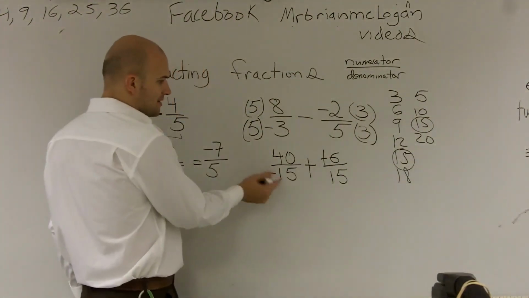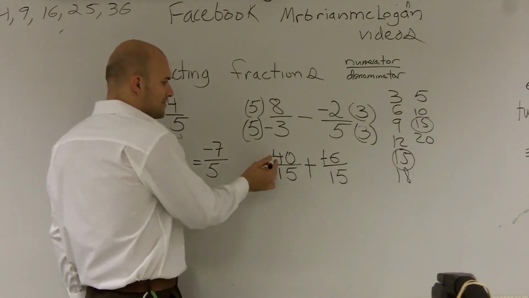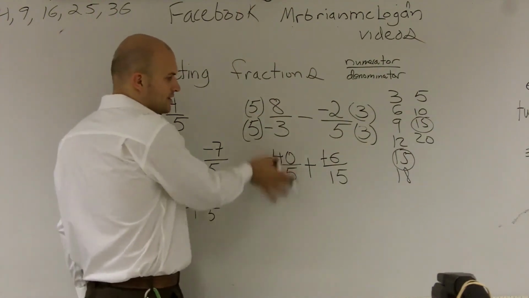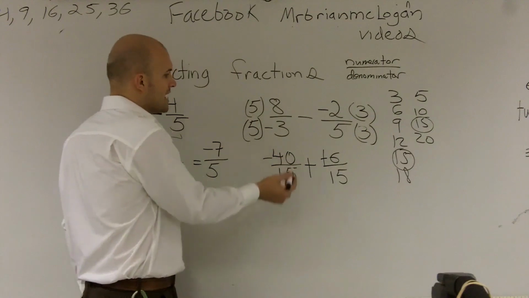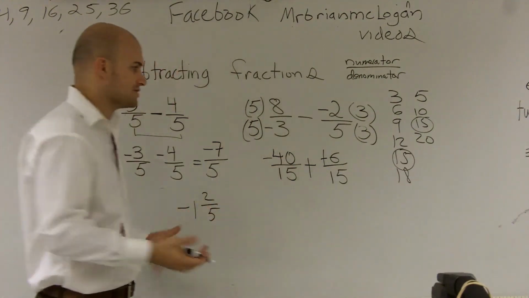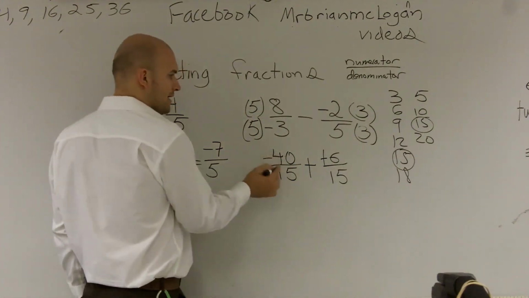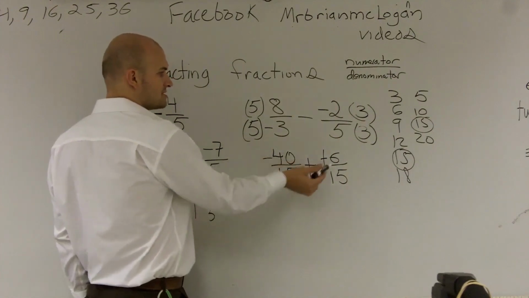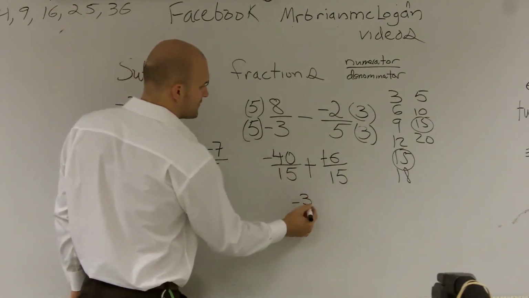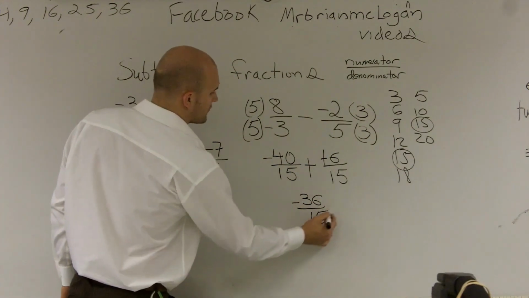And then here, remember, it doesn't matter if it's on the bottom or the top. Let's just put it on the top. It doesn't matter where your fraction, what is negative, the top or the bottom. That means your fraction is actually negative. So therefore, now I can actually do negative 40 plus 6, which will give me a negative 36 over 15.